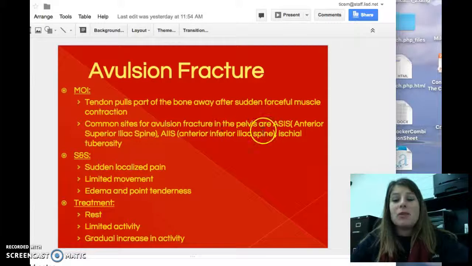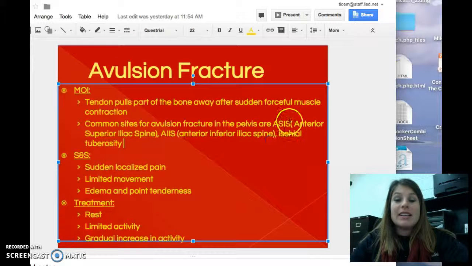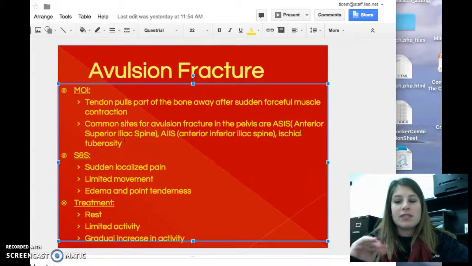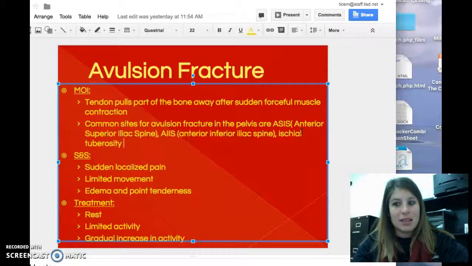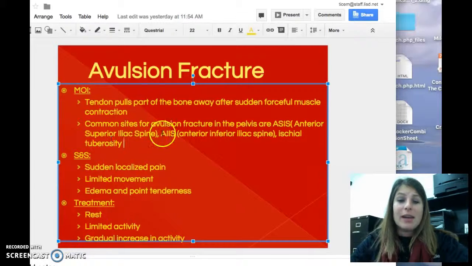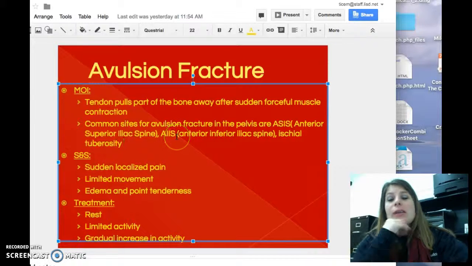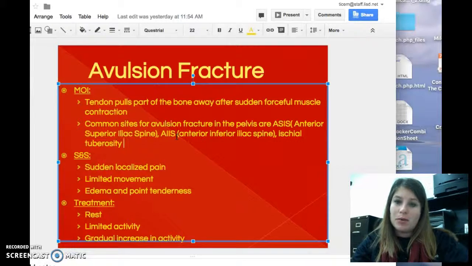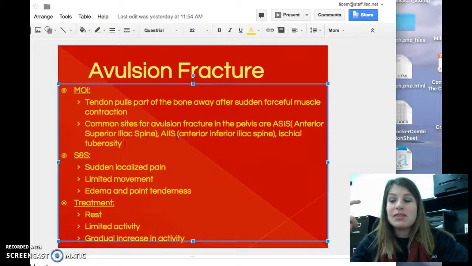Our common areas where this is going to occur are the ASIS and the AIIS, as well as the ischial tuberosity. Remember when we're looking at the pelvis, there are those different points that stick out a little bit. Those are these. Remember our ischial tuberosity on the posterior side, that's where those hamstrings attach. Anterior inferior iliac spine, that's where we have the rectus femoris attaching. So, big muscles that we need and use a lot. That's one of the things we worry about with these avulsion fractures.